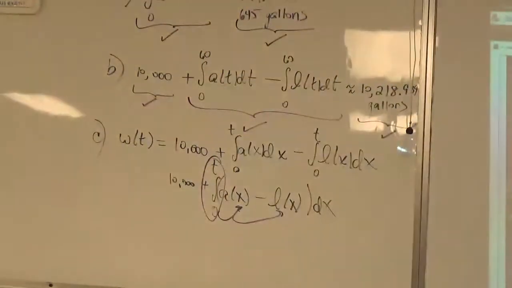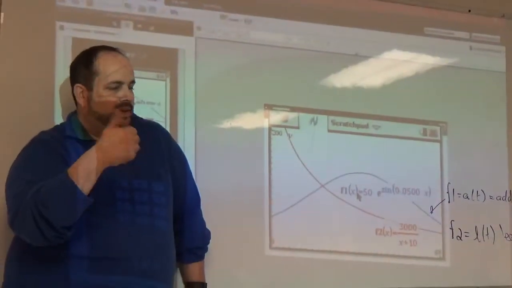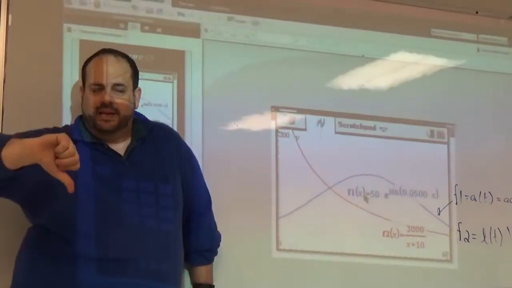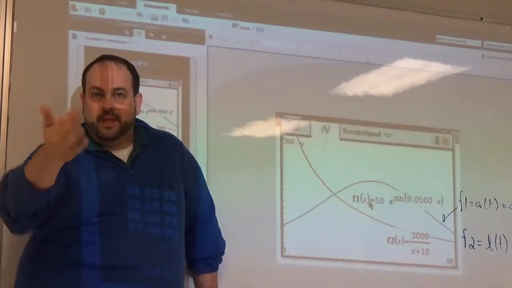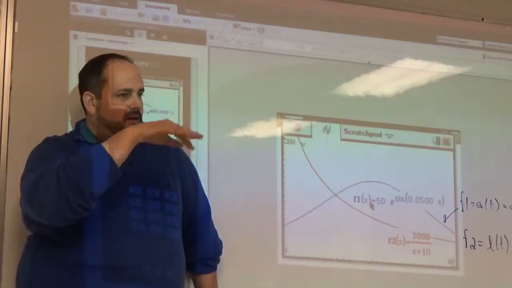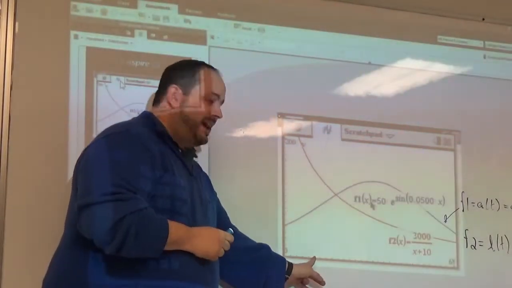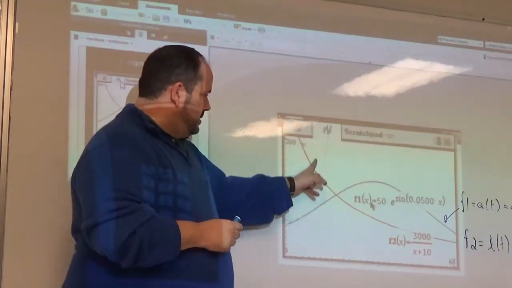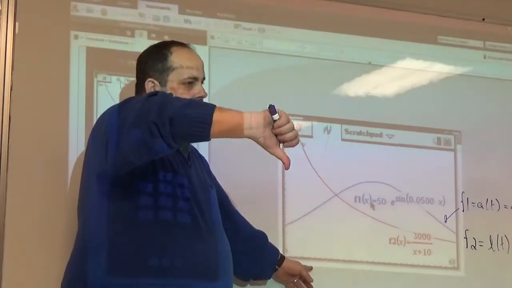So let's actually look at the graphs. If you think the water level is increasing, I want to see your thumb go up. If the water level is decreasing, thumb down. If you're not sure, thumb sideways. Either way, it's fine with me. But all 16 of you. This moment in time right here. Is the water level increasing, decreasing, or no idea?